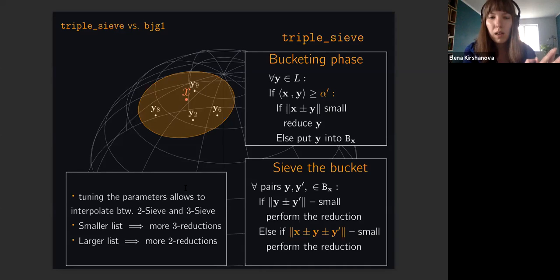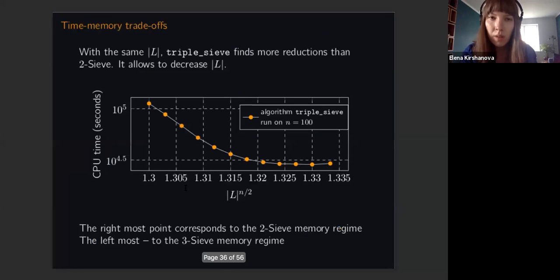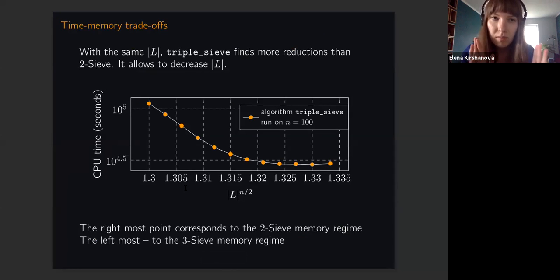So here, what I've been talking about is the actual count of 3-reductions, but not the 2-reductions. I think we had statistics about 2-reductions, but on the next slide I actually have time-memory trade-offs where you can see that. So this should answer some question about how sharp it is.